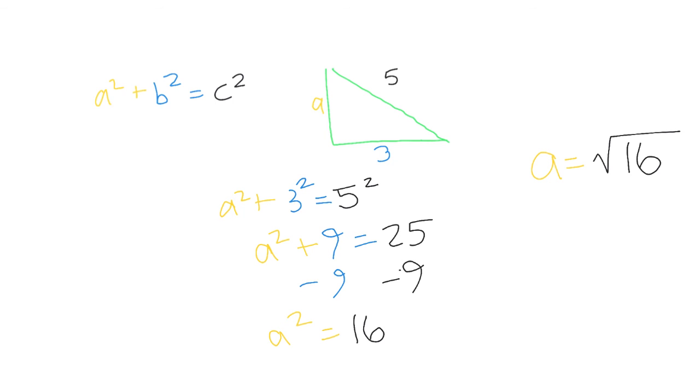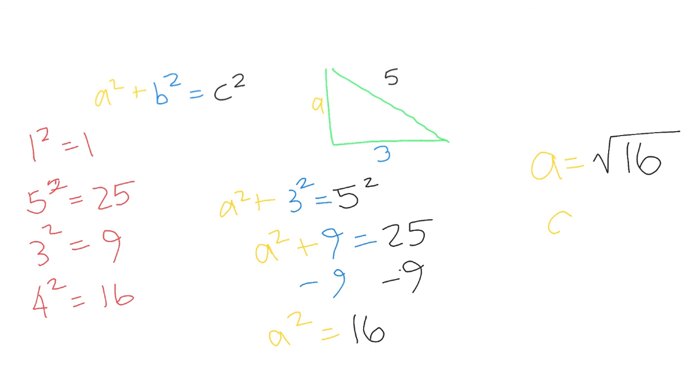Okay, but we're not done just yet. We need to find the square root of 16. So let's see. 1 squared is equal to 1. It's way too low. 5 squared equals 25. It's way too high. 3 squared equals 9. Still low. And 4 squared equals 16. Boom! We got a winning number. A equals 4.